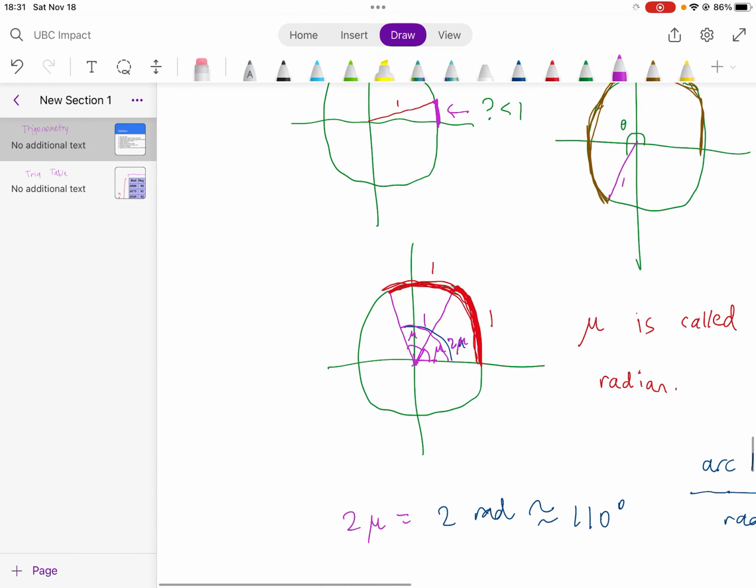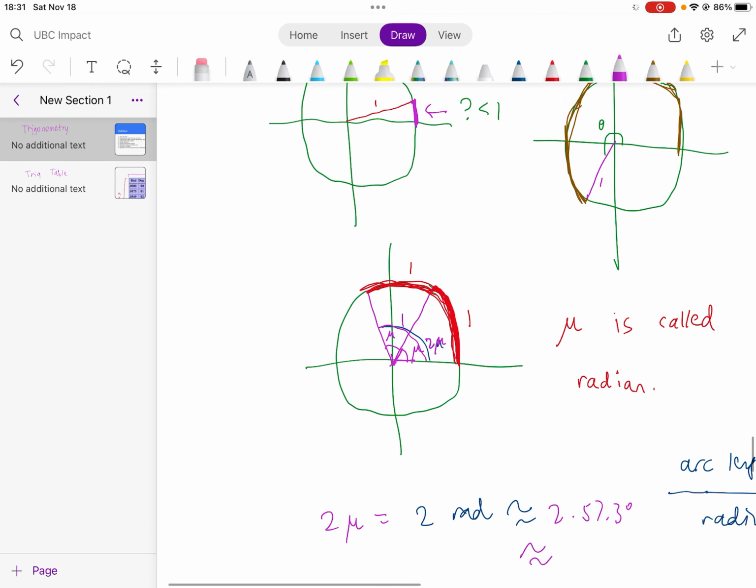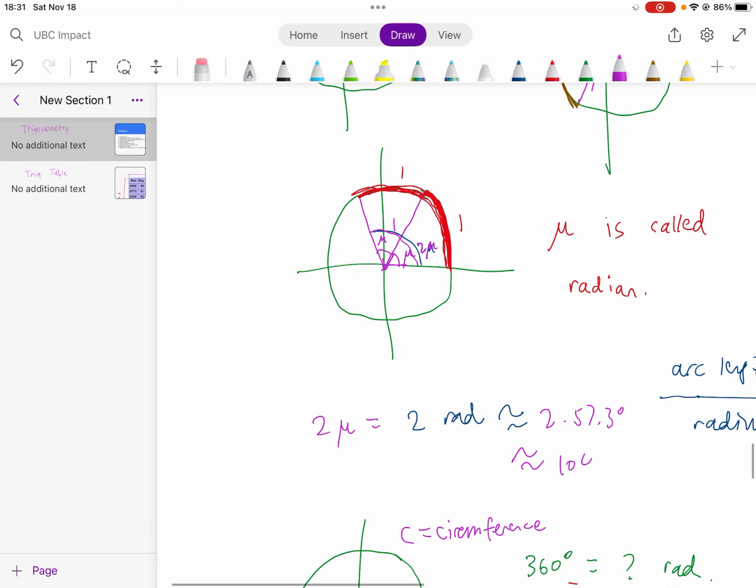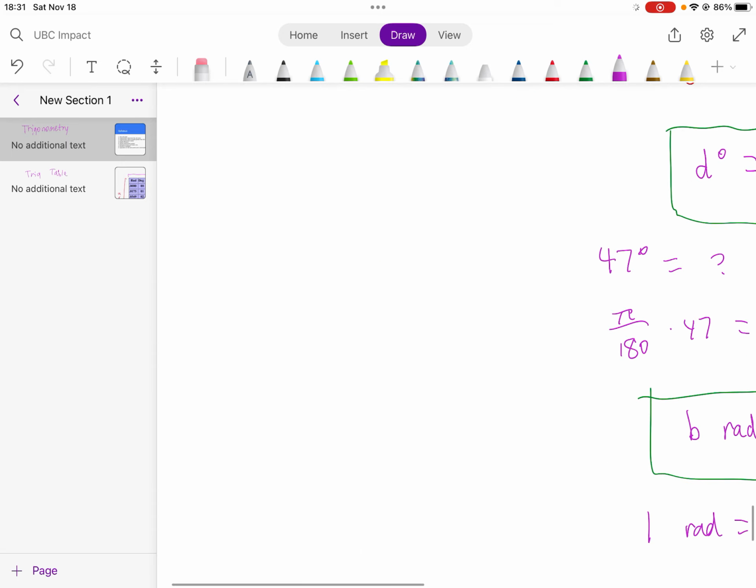mu up here, which I said was 110 degrees, that approximation is bad. That would actually be about 2 times 57.3 degrees, which is approximately 104.6 degrees. So now you know how many degrees a radian actually is.